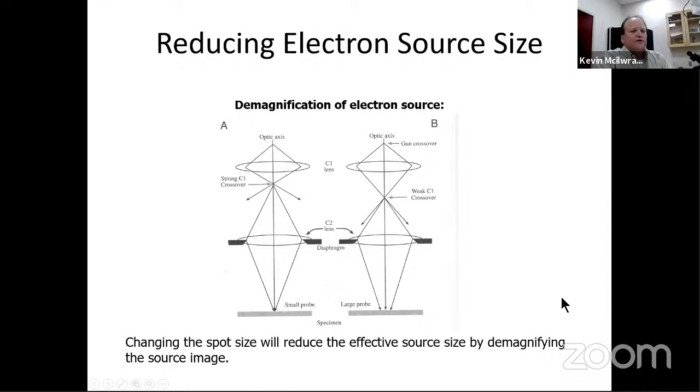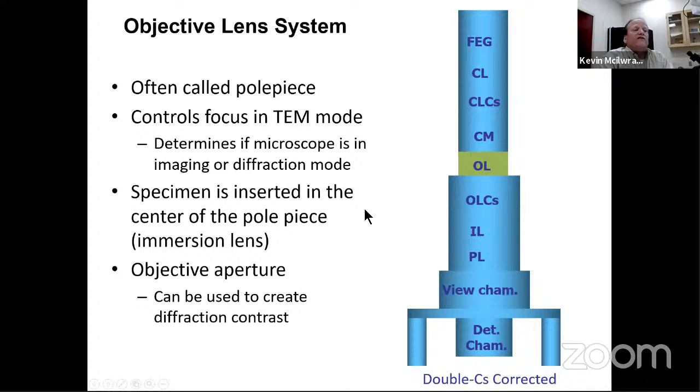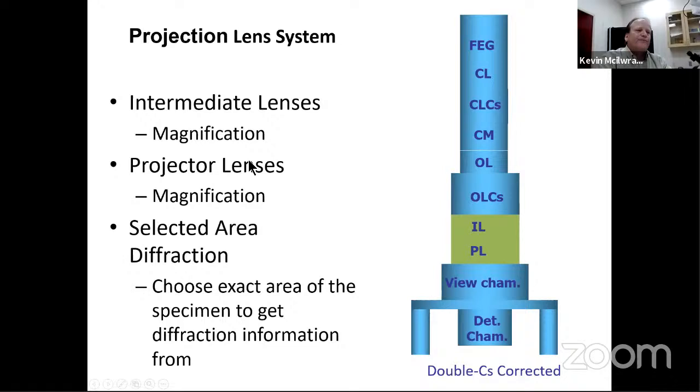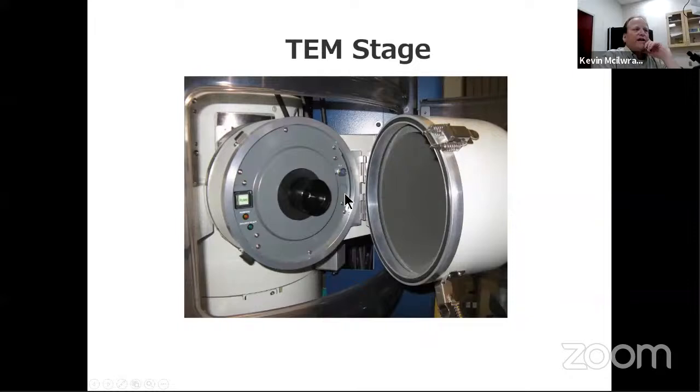So if we look at the objective lens, it's often called the pole piece. This determines if the microscope is in imaging or diffraction mode. And this is where the sample is inserted. It's an immersion lens. And the objective aperture is what we use to create contrast. The projector lens system is really about magnification and also controlling diffraction, stigmating. We have a coil to stigmate the diffraction pattern and shift it around. And it helps choose the area that we'll be getting things at.